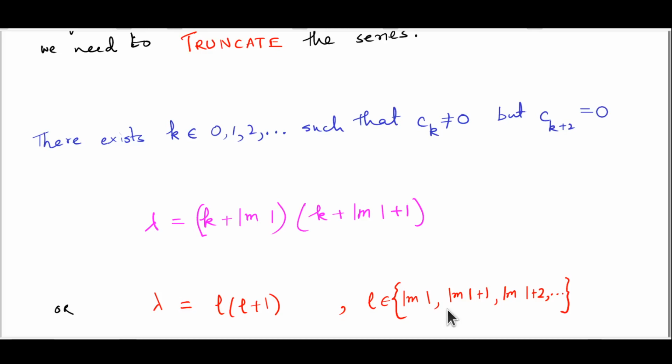Remember, we had a very similar result for the Legendre equation also, and that's the one which you are familiar with. There you saw that L can take values 0, 1, 2, etc. But also remember that that case was for m equal to 0.